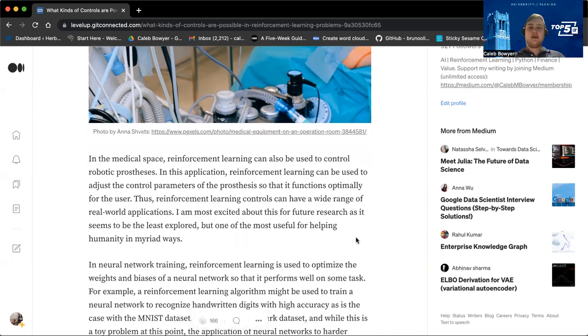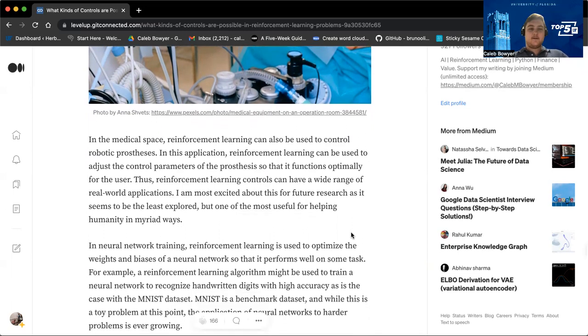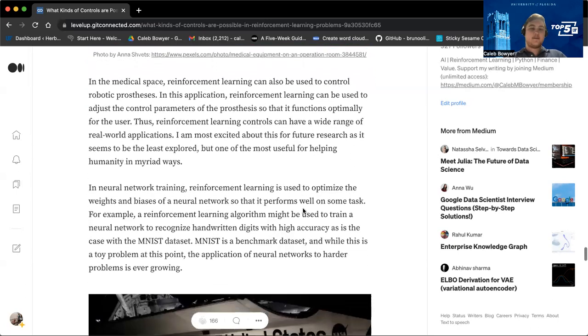And I want you to dream big. Think about how RL can be applied to your own unique problem. I want to spur that creativity in you to see how you could apply RL to your own problem or problems. I am most excited about this for future research, as it seems to be the least explored of the fields that I've seen in the medical space, but one of the most useful for helping humanity in myriad ways. The agricultural setting is also really interesting to me.